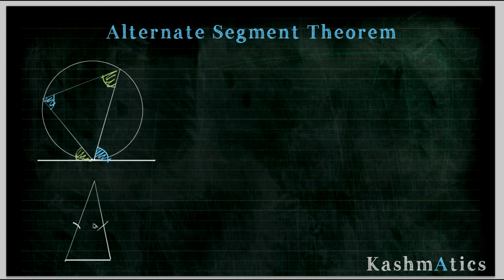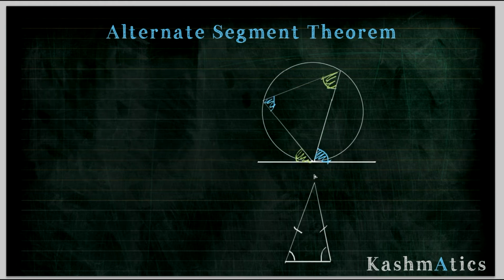But it also works the other way around. If you were told that these two angles are the same, then that would mean these two sides are the same. And that's how we're going to be using the facts about an isosceles triangle to actually help us solve our problems.